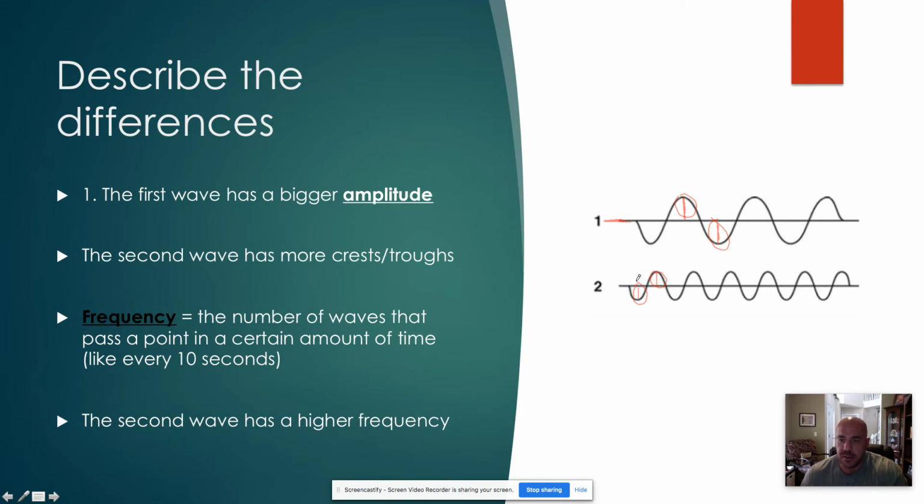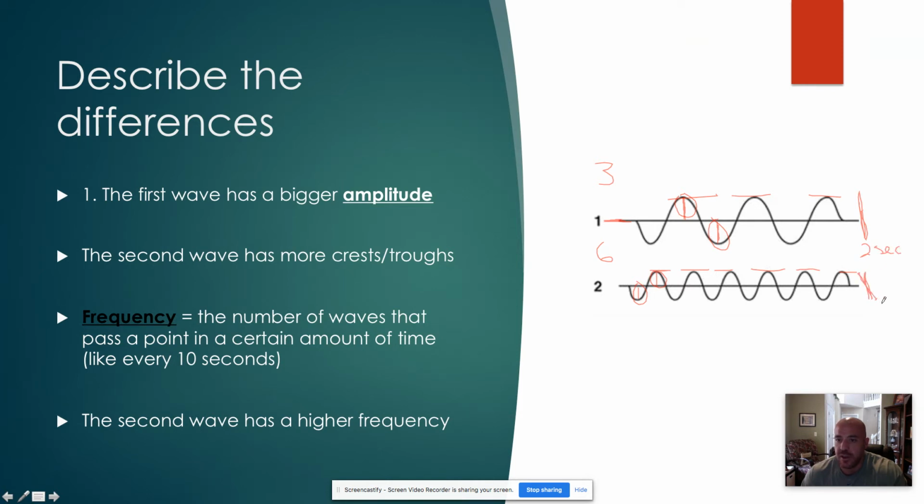The next thing we see is there are more crests, 1, 2, 3, 4, 5, 6 in the second picture than the 3 in the top. So the top has 3 crests, the bottom has 6. And that really introduces a new word called frequency. If you look over there, that third word, it says frequency is the number of waves that pass a point in a certain amount of time. The amount doesn't matter. You can define time as 1 second, 10, whatever. But if we say all of these waves will pass this line in 2 seconds.